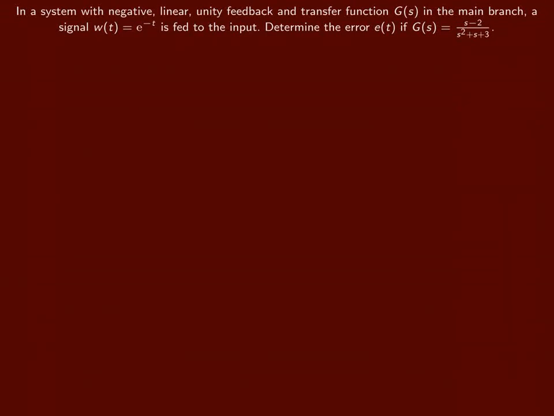The content of the next task is: in a system with negative linear unity feedback and transfer function G(s) in the main branch, a signal w(t) is fed to the input. Determine the error e(t). Let me start by deriving the error in the system.